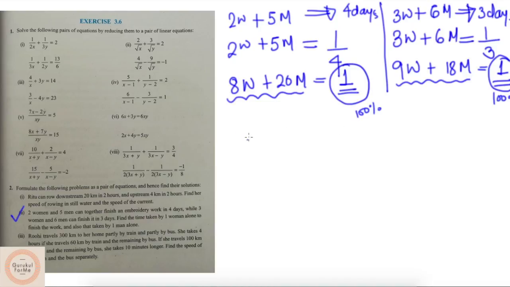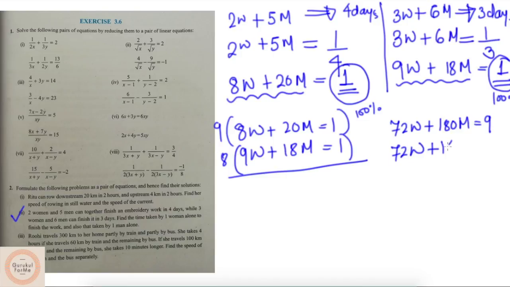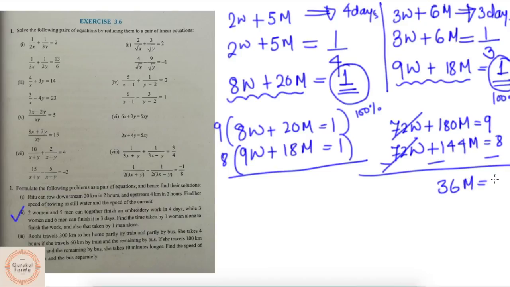Yes. Let us try solving both the equations. 8W plus 20M is equal to 1 and 9W plus 18M is equal to 1. Let's multiply the first equation by 9 and the second equation by 8. Can I say that 72W plus 180M is equal to 9, and 72W plus 144M is equal to 8? Can I subtract both the equations because I have to solve them? So I'll remove this and I get 36M is equal to 1.